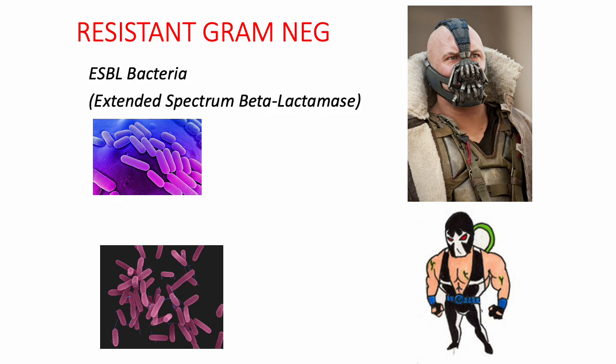The first category is something called the extended spectrum beta-lactamase producing bacteria. E. coli can become an ESBL, and also Klebsiella commonly becomes an ESBL bacteria. Very, very hard to treat. And then Pseudomonas would also be another bacteria that's just very, very tricky to cover. You need very broad spectrum antibiotics for both of these things.